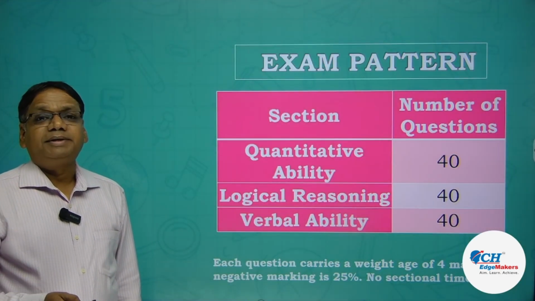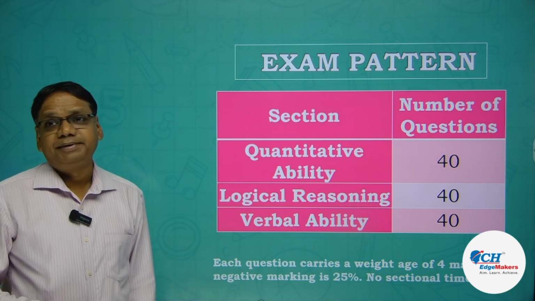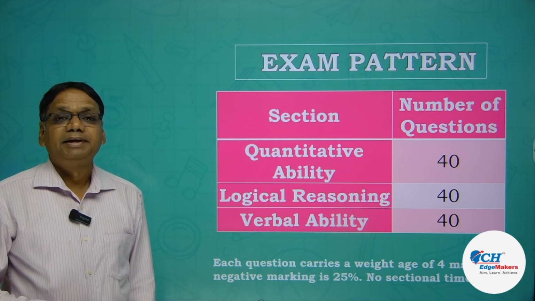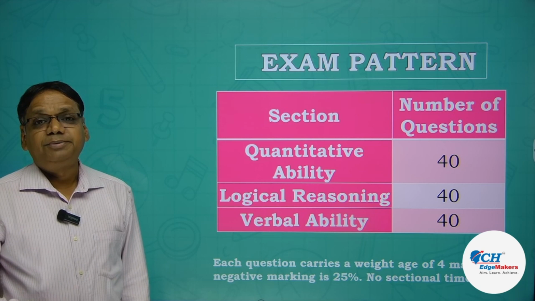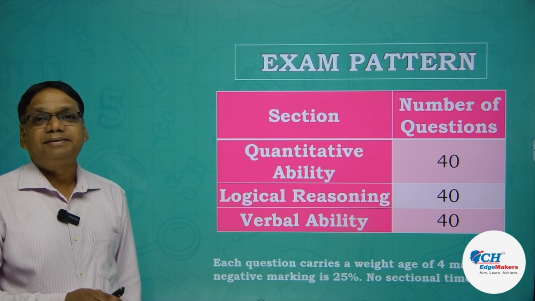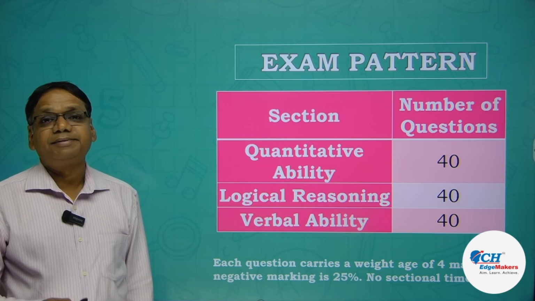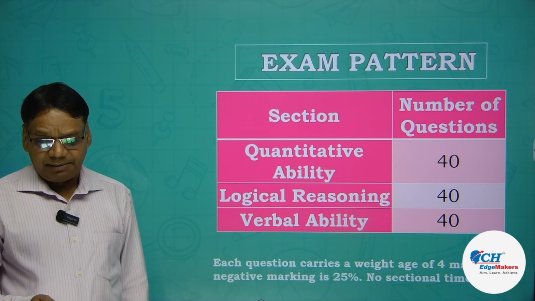If we talk about the exam, there were three sections: quantitative ability, logical reasoning and verbal ability. Each section has 40 questions. So in all you are expected to solve 120 questions in 120 minutes, and each correct answer gives you 4 marks, there was a negative marking of 25%, and there was no sectional time limit.